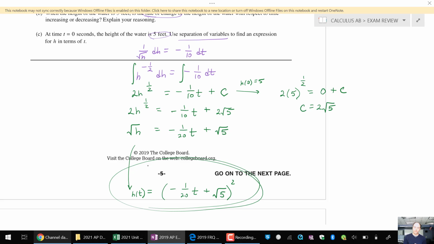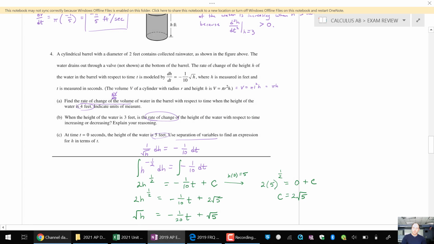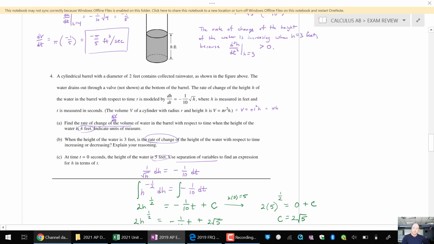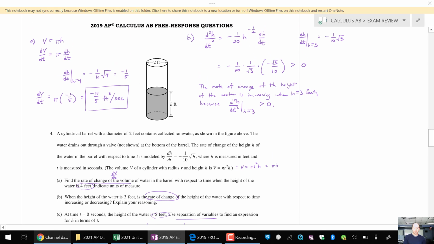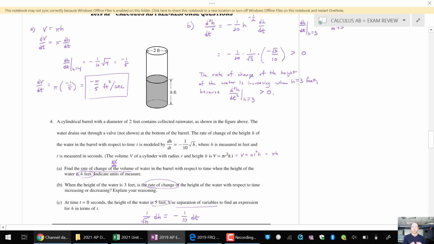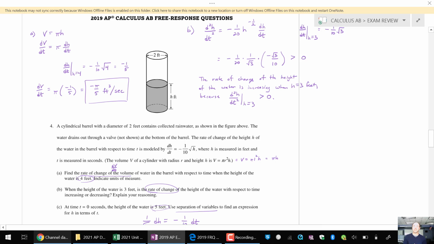So this FRQ talked about solving differential equations, and it also talked about using related rates and implicit differentiation to do a little bit of derivative analysis on this situation.